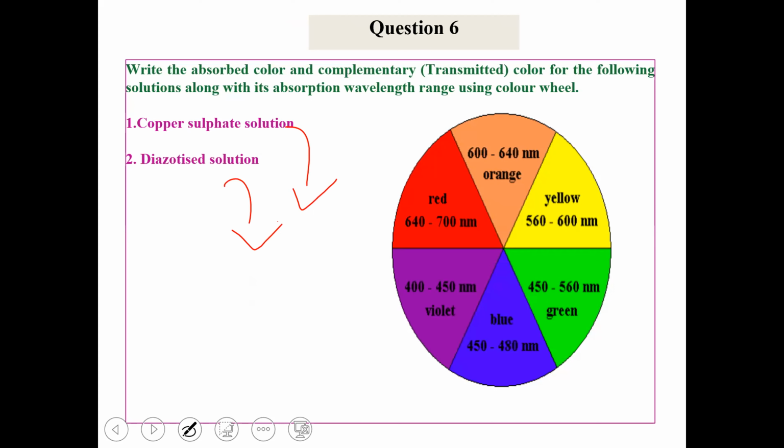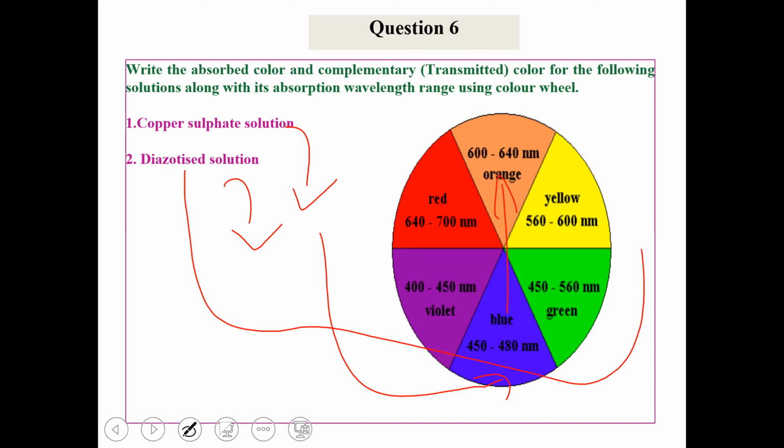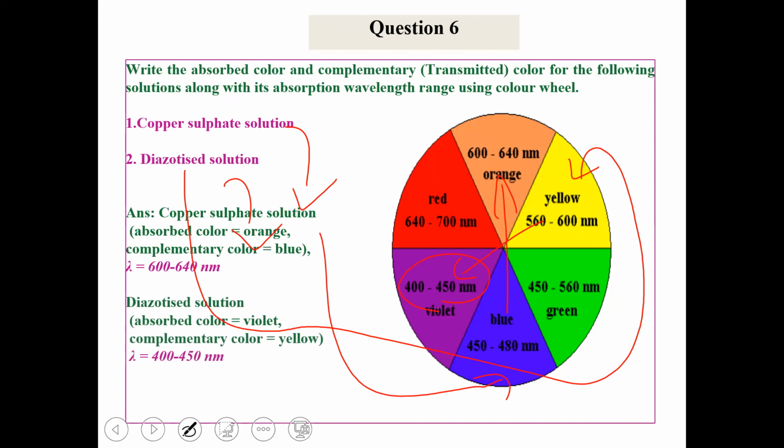Copper sulfate is blue. Its complementary color falls in the range of orange. So it will have absorption at 600 to 640. And what color is the diazotized solution? Yellow color. The complementary of yellow is violet. So the yellow solution will have absorption at 400 to 450 nanometers. So that's how you can use the color wheel to relate the transmitted color as well as the absorbed color. So I've given the description.